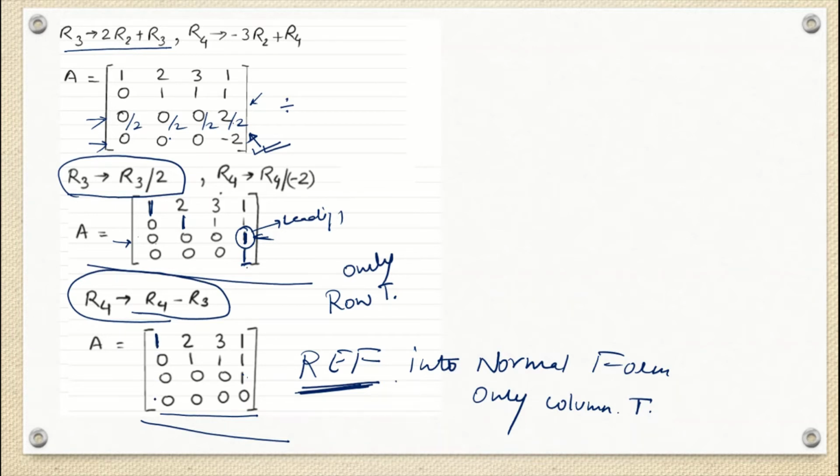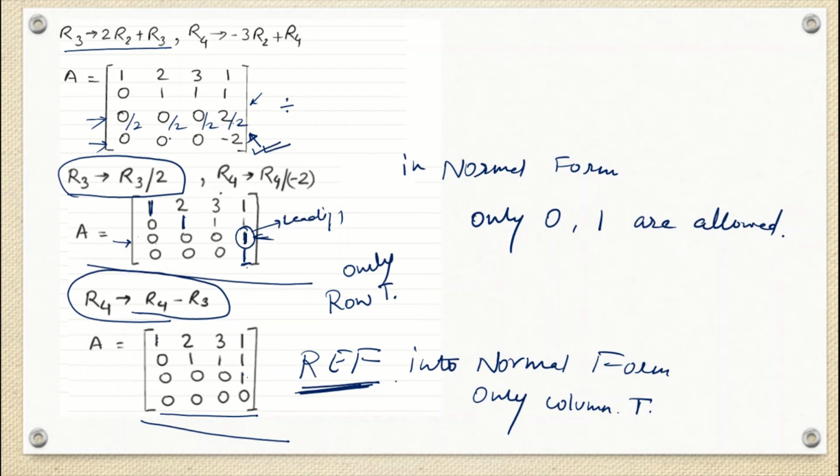That is perfectly okay. Another thing is what? In the normal form of a matrix, only zeros and ones are allowed. No other number is allowed. I cannot have 2 here, I cannot have 3 here. I can have only zeros and ones in the normal form of any matrix, because what we have said is that in normal form we have to consider the number which is above the leading one also.